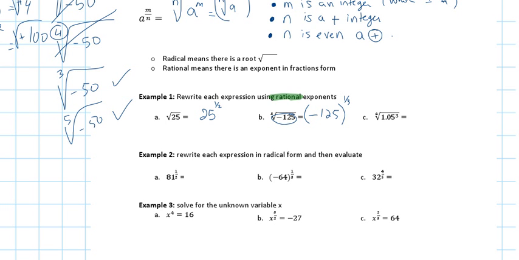How about this one? 1.05 to the power of 3/4. That's right. So it's 1.05 to the power of 3/4. This goes in your denominator. This goes in your numerator. You guys good with that?